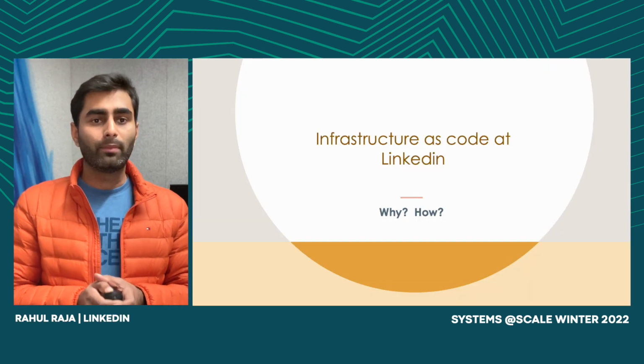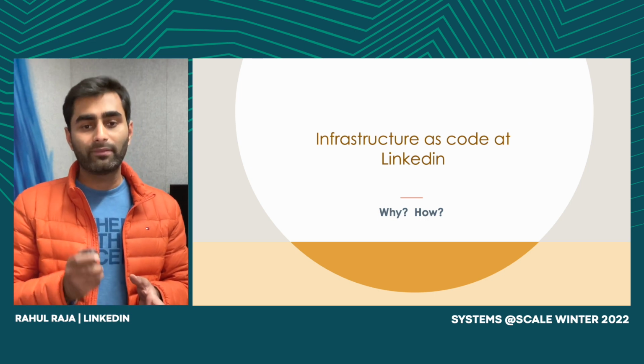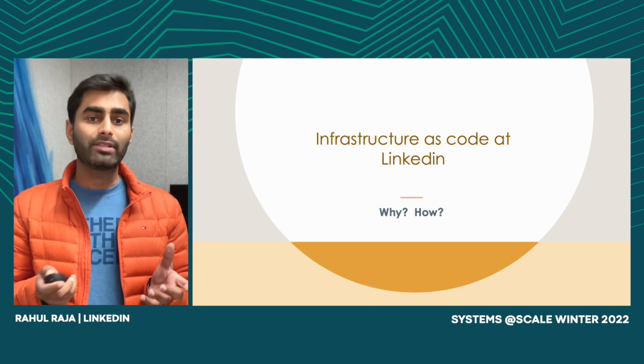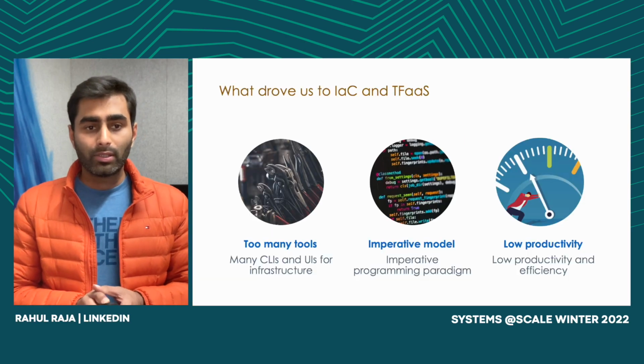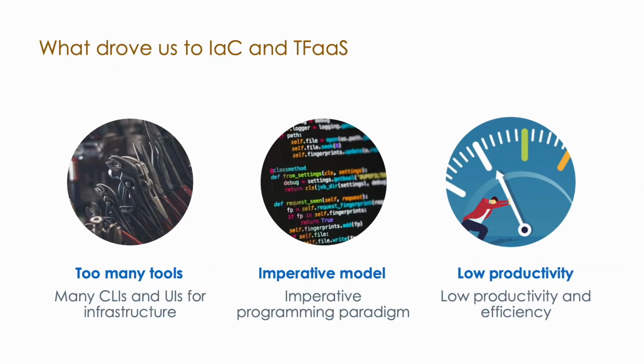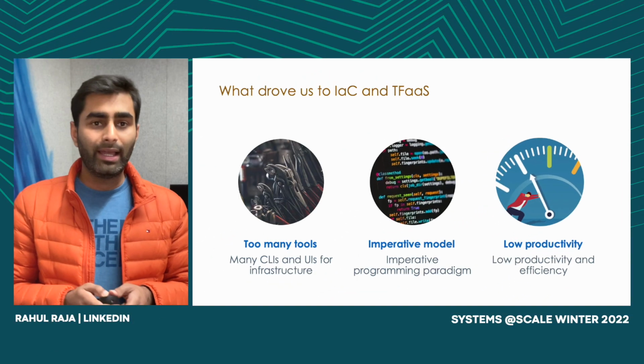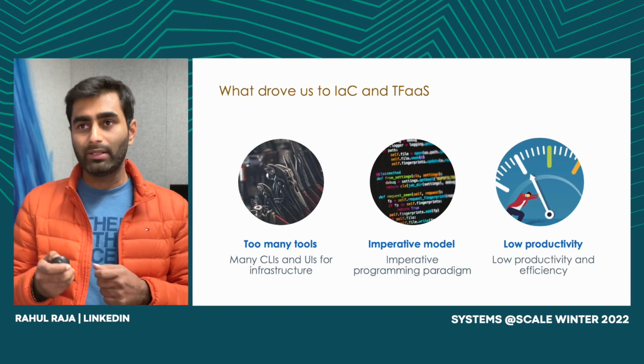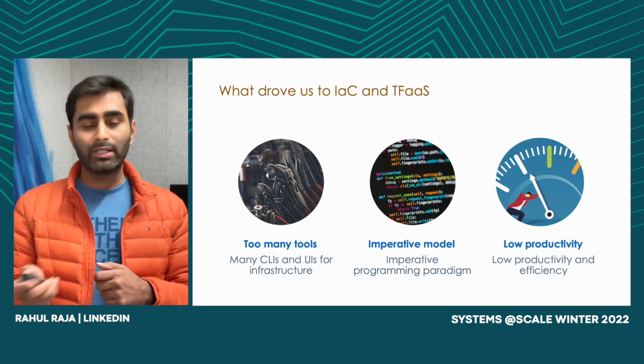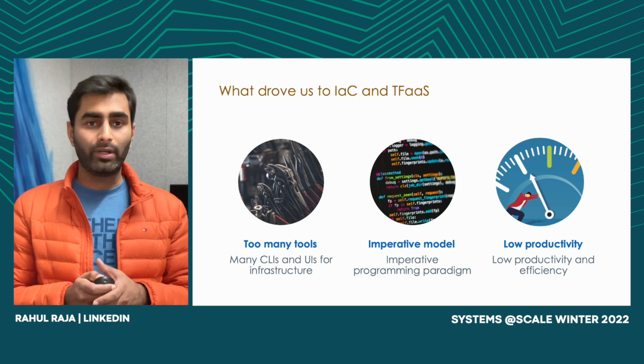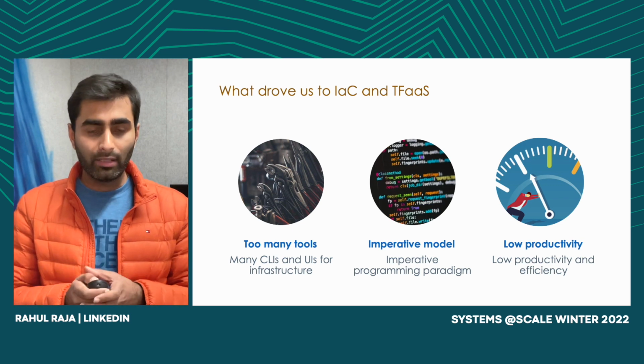First, I want to talk about why we chose to adopt infrastructure as code at LinkedIn, and why it was needed. About 3 years back, the LinkedIn infrastructure was using a legacy system that was built over the years. First of all, there were too many tools and CLIs that users had to use. If you wanted to configure one piece of infrastructure, you had to use one tool. And if you wanted to configure, for example, a Kafka queue, then you had to use another tool, CLI or UI for it.